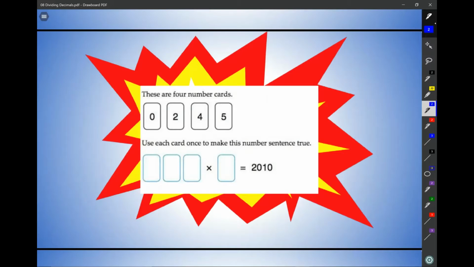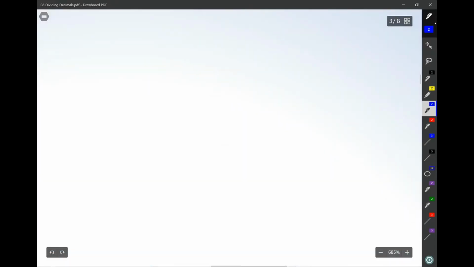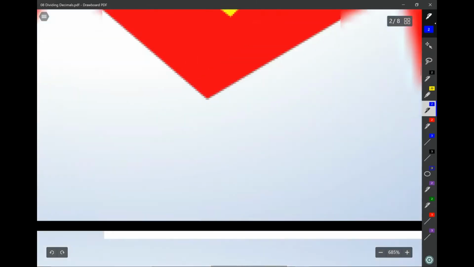Okay guys, what we have in this question is four numbers, 0, 2, 4 and 5, and we have to arrange them into these four spaces so that we make this number. And I think what we need to do is we need to arrange them this way. 402 times 5 equals 2010. Sorry.